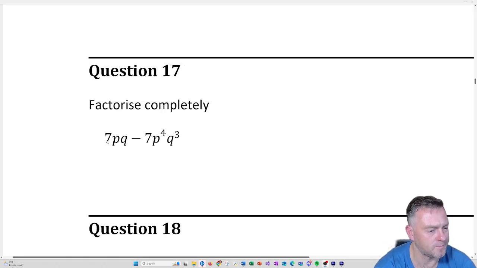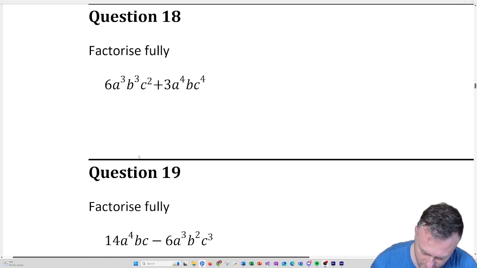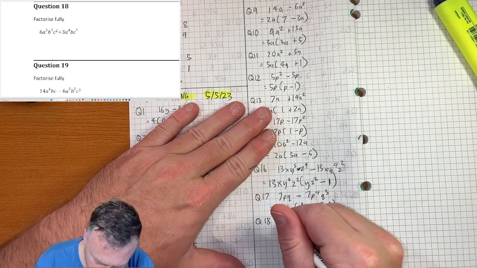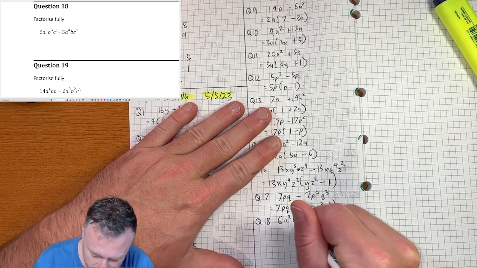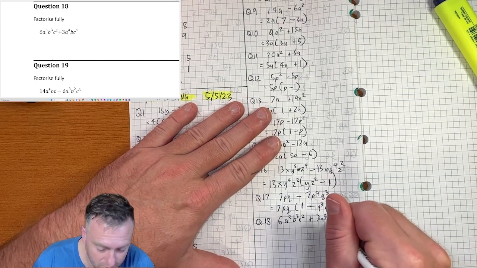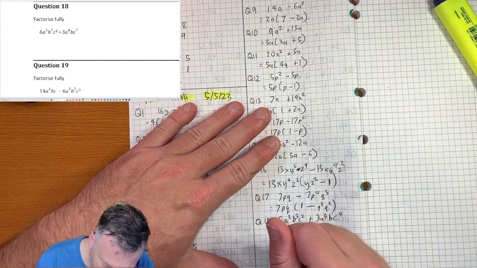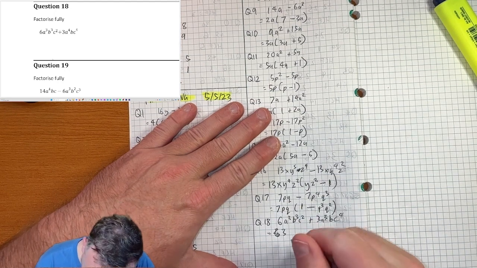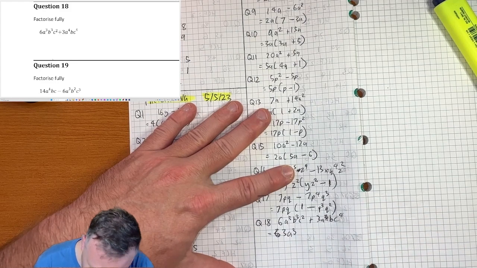Question 18. Here we go. So we've got 6a to the power of 3, b to the power of 3, c to the power of 2, plus 3a to the power of 4, b, c to the power of 4. Well, we can take a 3 out the front. We can take an a to the power of 3 out the front. Sorry, that should be a 4 there.